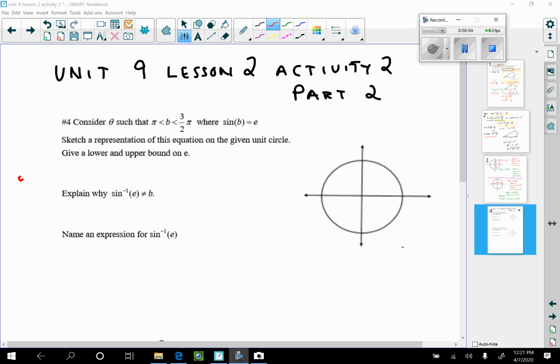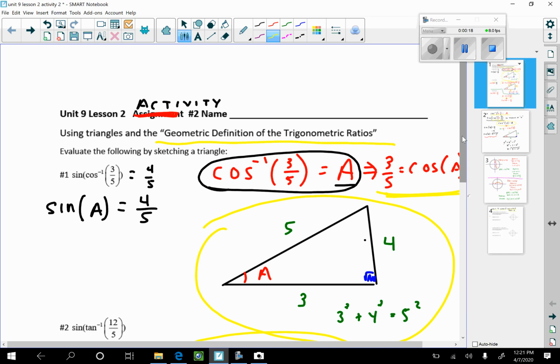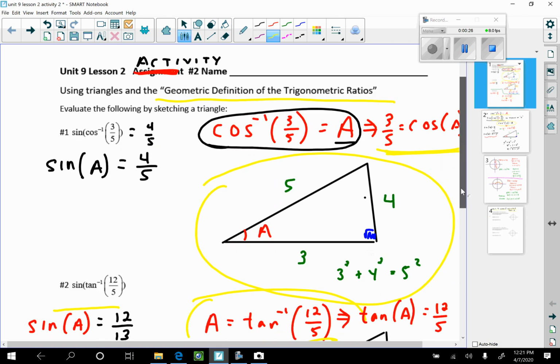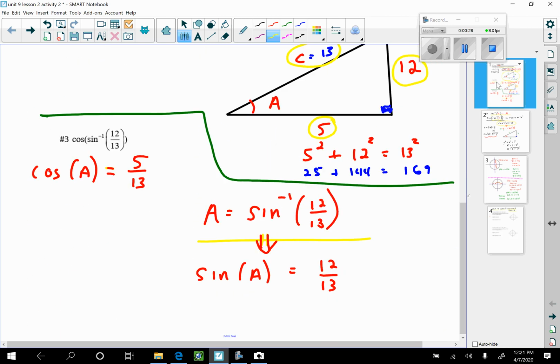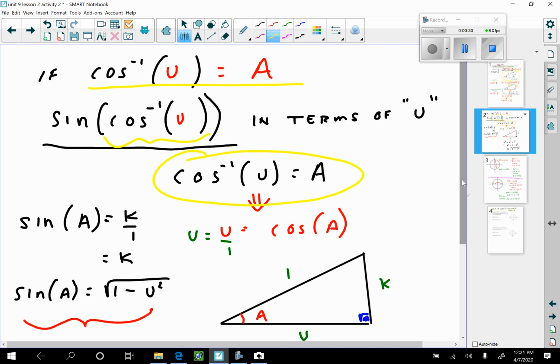Mr. Strassel here. Today we're going to talk about Unit 9, Lesson 2, Activity 2, Part 2. Before you read this, you might go back and review this particular part of Unit 9, Lesson 2, Activity 2. This was done in video number 1, and we did all this in video 1.